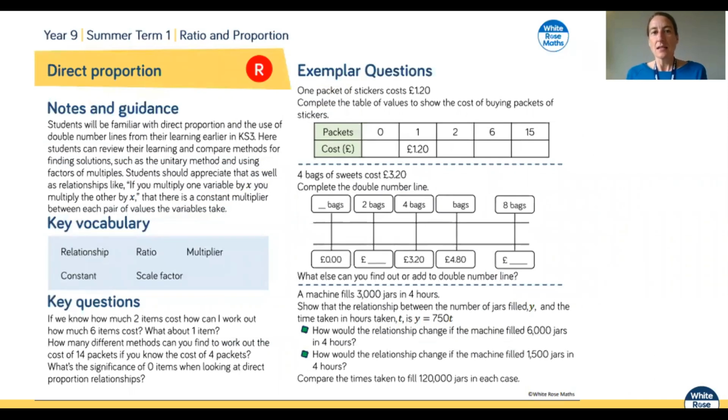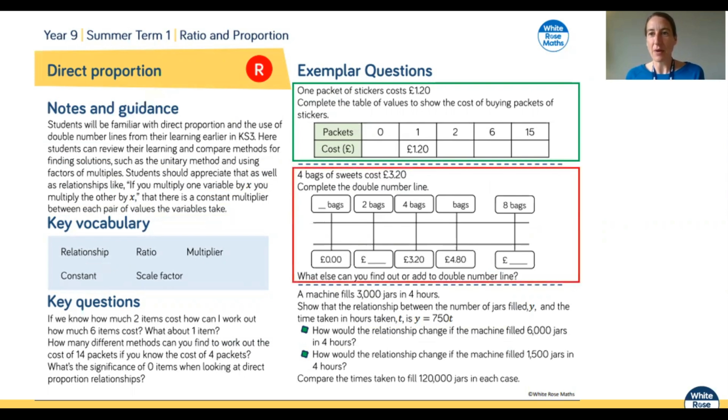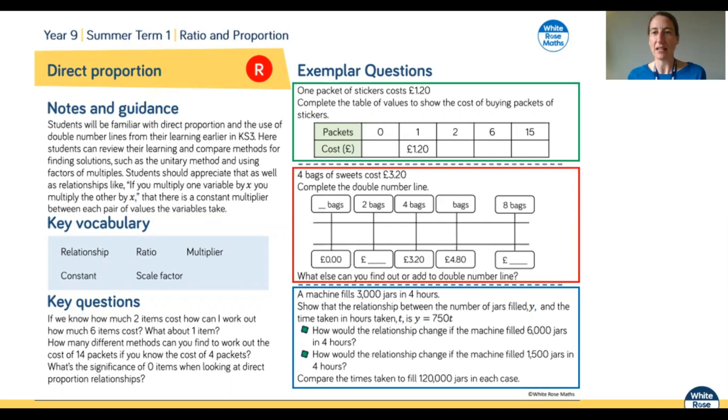steps. So here's the notes and guidance section for the first review step, direct proportion. And if we have a look at the exemplar questions, you can see that we start with a question where students have to work out missing values and they're given a table to support their thinking. Whereas in the second exemplar question, they're given a double number line to support their thinking before finally looking at something that's more abstract. So here they're using an equation to work out missing values.